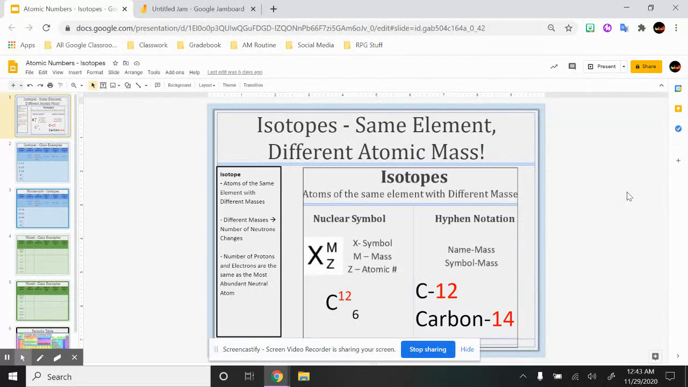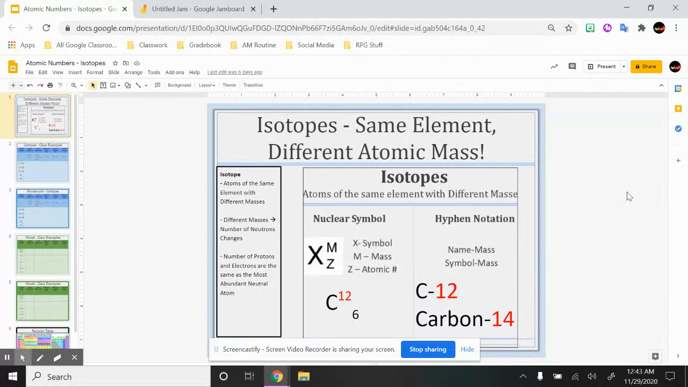So what's nice about this is that the neutrons have no charge. So when we change the number of neutrons, the charge is going to stay the same. And when we change the neutrons, every time we add or take away a neutron, our mass is just going to go up or down by 1.